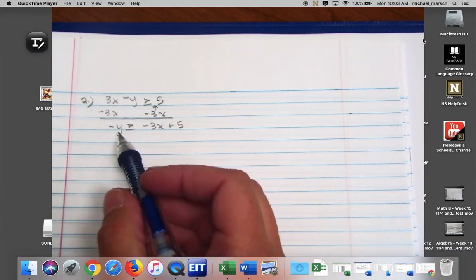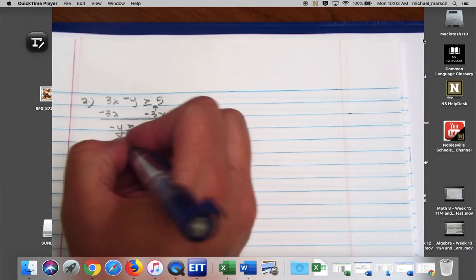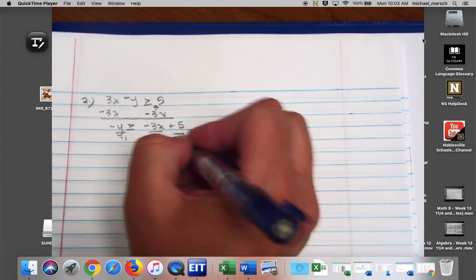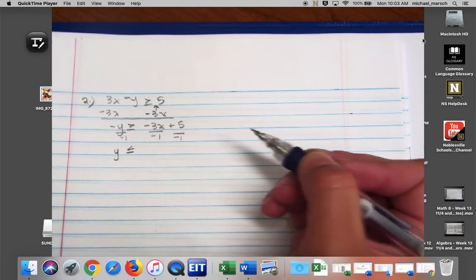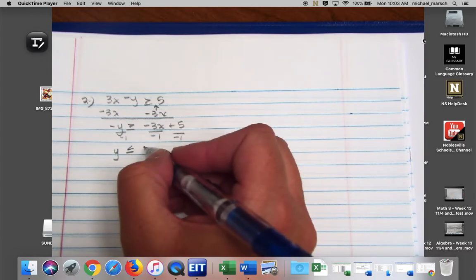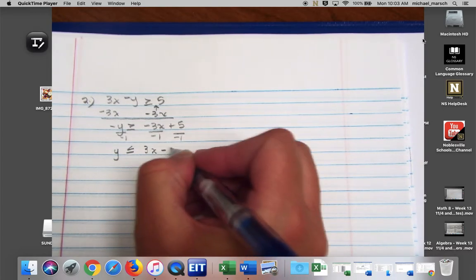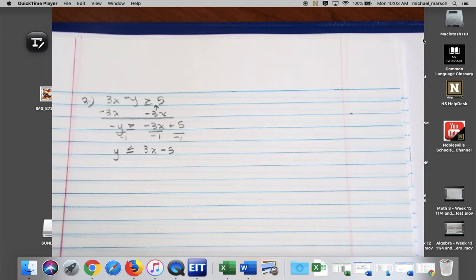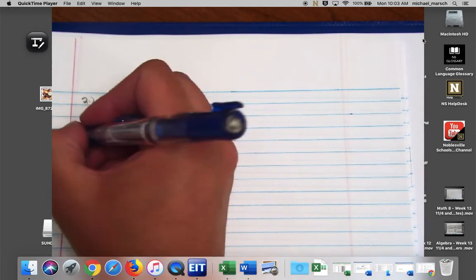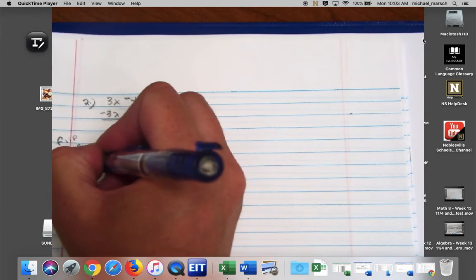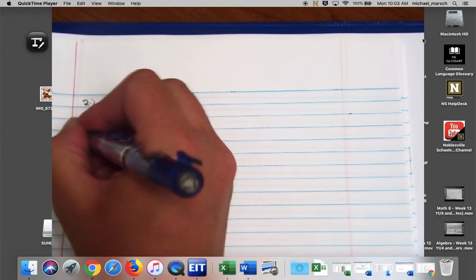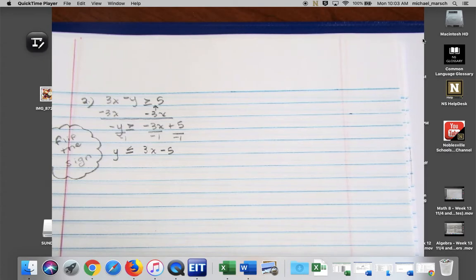We know we can't have this negative y, so we're going to use our super trick of dividing everything by negative 1. Now, when I divide by a negative, remember I have to flip my sign. So I actually get y is less than or equal to 3x minus 5. So don't forget to flip the sign. Write yourself a little note. All right, it's easy to forget to do that.